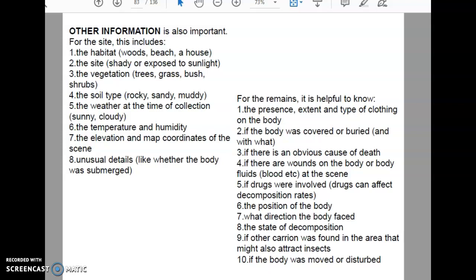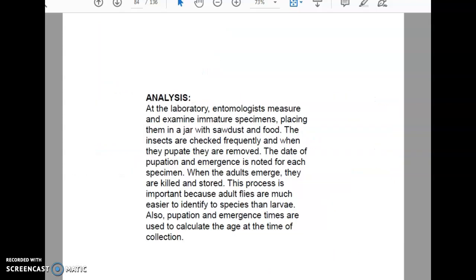Well, how was the body left? Is it on its side, stomach, back? Which direction was the body faced? How far along is this decomposition? Any other carrion hanging out there? And if the body was disturbed.